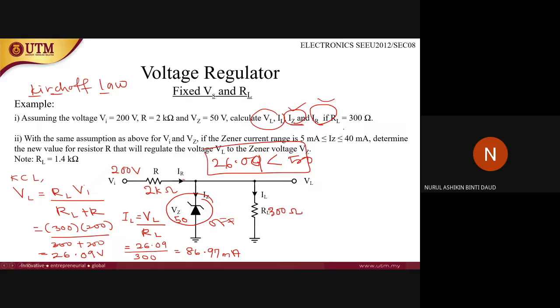Up until there it is okay, right? R is 2K, 2 kilo ohm, 2000 ohm. For RL, 300 ohm. Two different values. Up until now it's okay, yeah? So no further calculation is needed because the VL value is lesser than the VZ value. So no further calculation for IZ and IR because no current flows inside here.